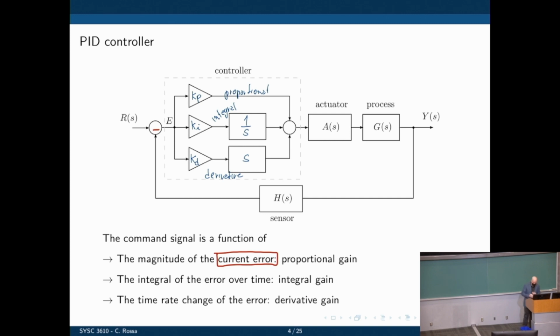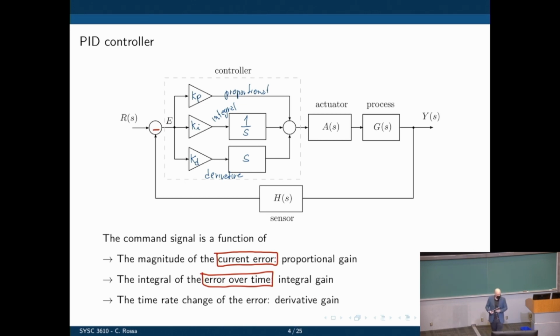When you take the integral of something, we are taking the integral in the past, from the time we turn the system on up to the present time. So to some extent, we are looking at the error over time. We are looking at the past error. That's the job of the integral component.